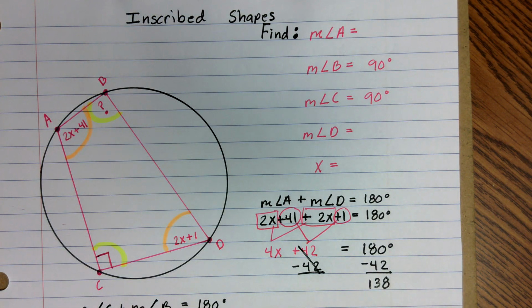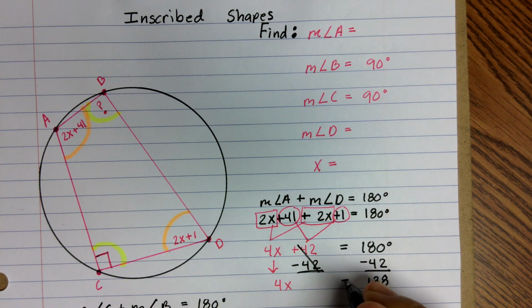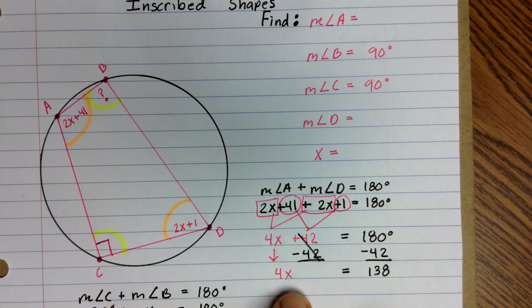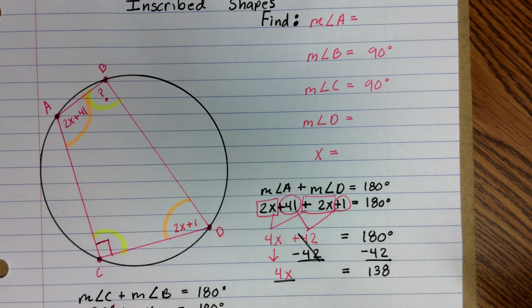And then I'll simply bring down my 4x. So I now have 4x is equal to 138. Now my final step to isolate x, to get x all by itself, is going to allow us to answer 2 questions, but we're going to start by answering just what x is.